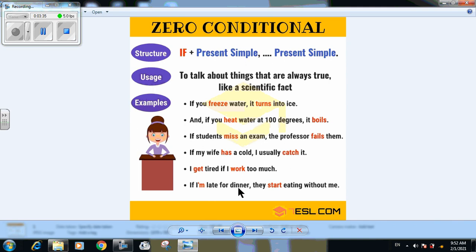So, to sum up, the zero conditional is the first type of the conditionals. We use it to talk about a scientific fact or when we give advice. The two sentences are in the present simple tense.